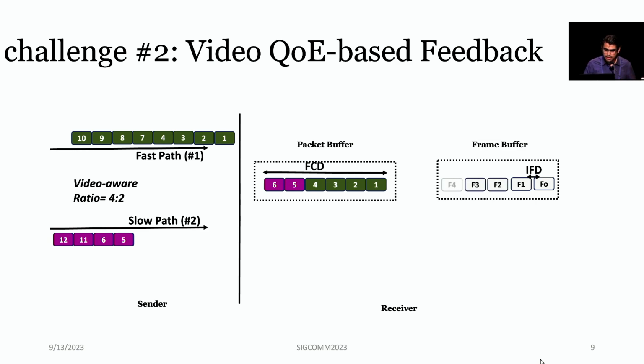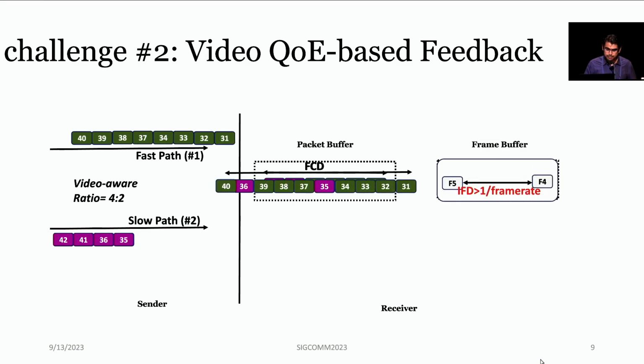Over time, when the network characteristics of a slow path change, the packets could arrive late in the packet buffer, which can lead to a significant increase in the frame construction delay. As the frame construction delay increases, the gap between the frames in the frame buffer increases, which means the frame rate is reduced at the receiver side.